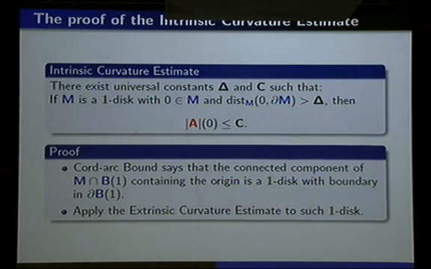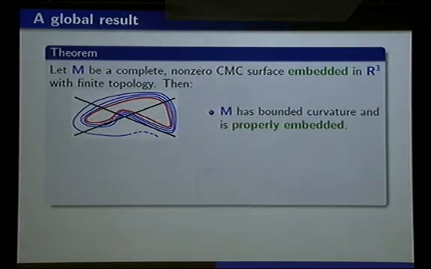The chord arc bound says that when we intersect M with the ball of radius 1, we get a compact component which has boundary in the boundary of the ball of radius 1, and then we apply the extrinsic curvature estimate to this component. Okay, so far I've talked about results for disks. These are local results that can also be applied to study the geometry of complete non-zero CMC surfaces embedded in R3 with finite topology.